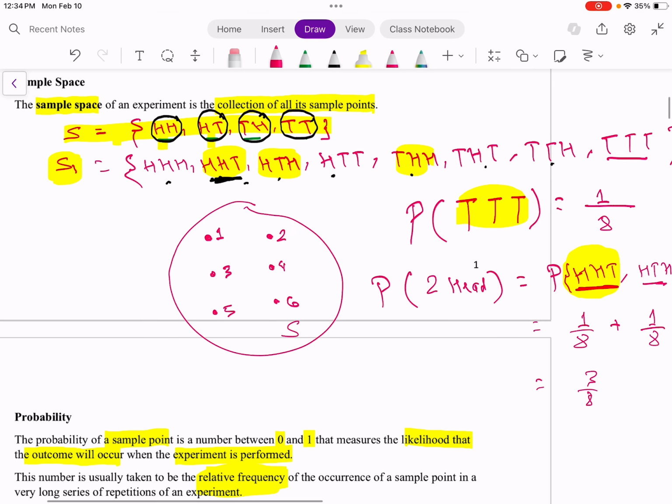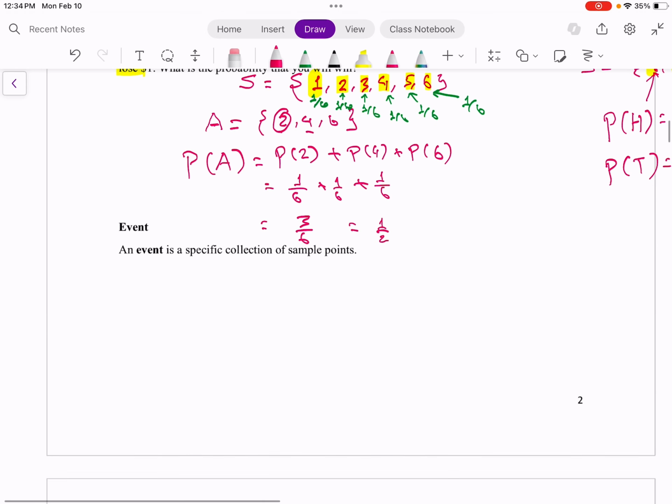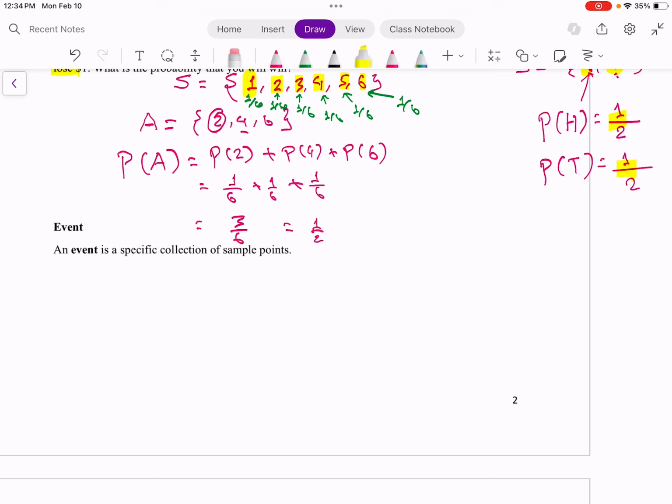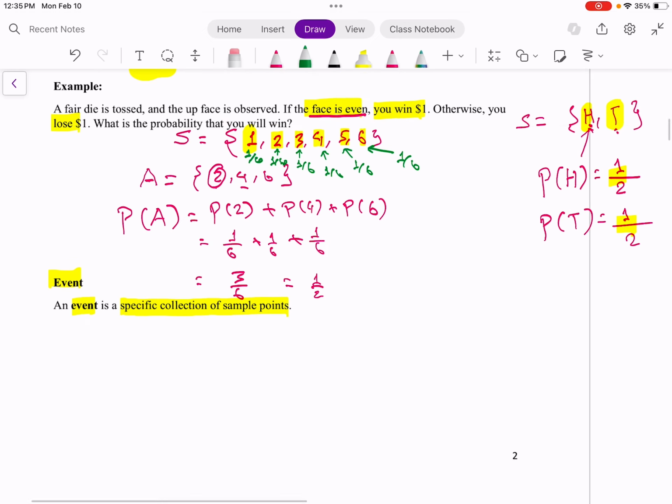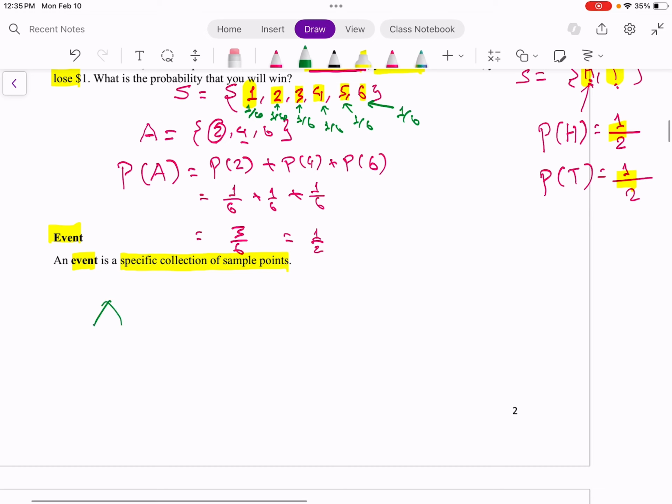Okay, now let's go to the next one. Now we have an event. An event is a specific collection of sample points. If you collect all sample points, that is a sample space. And out of all sample points, if we collect very specific sample points, that is our event. Like the one we had in our set A. So our set A is the collection of what kind of sample points? This one.